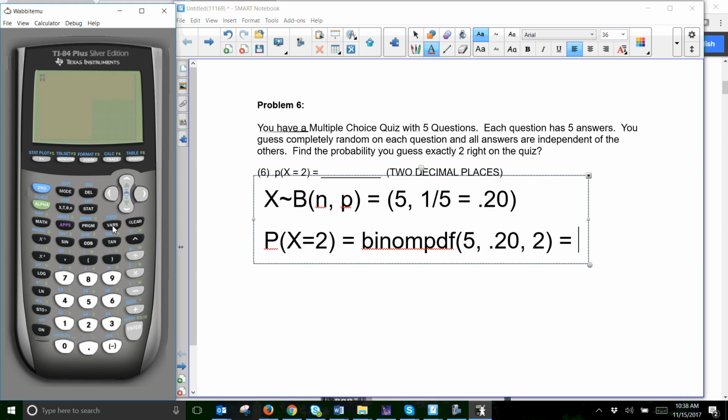We do second bars. Go down to binomial PDF. Okay, so we have 5 trials, probability of success 0.2, and our X value is 2. We go ahead and paste that in, calculate. It should be about 0.20, 2 decimals.